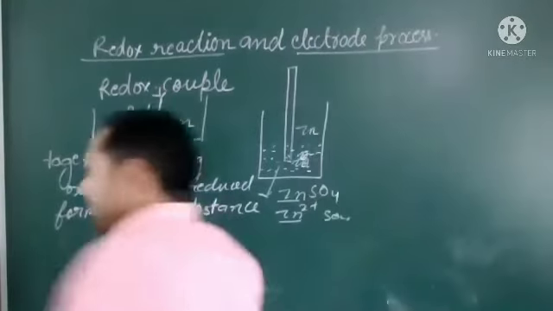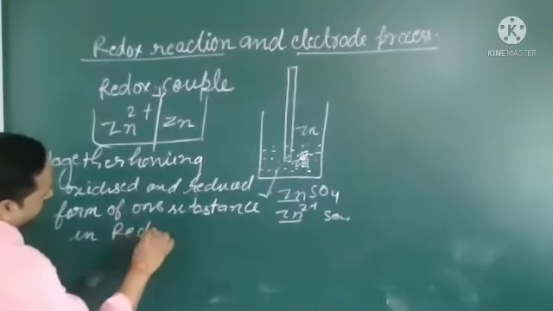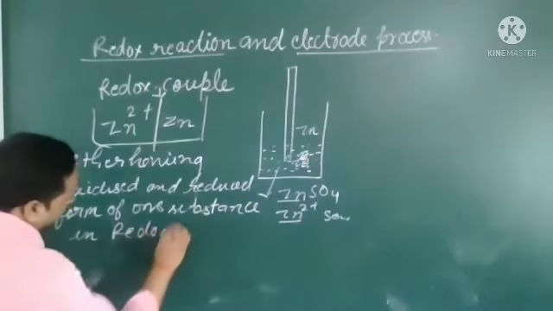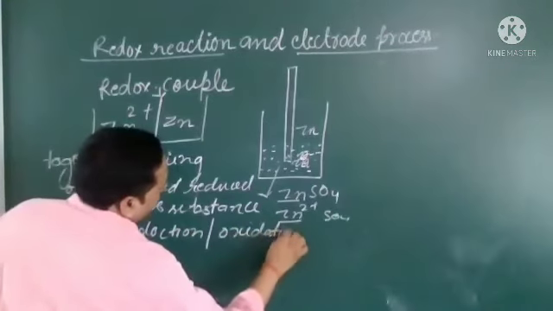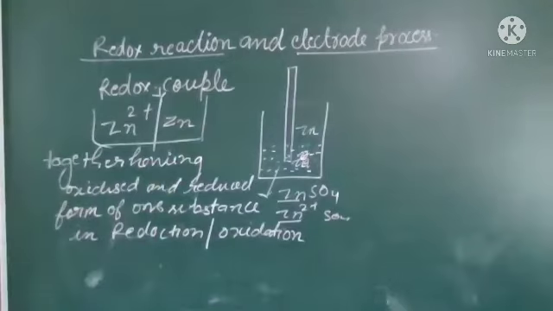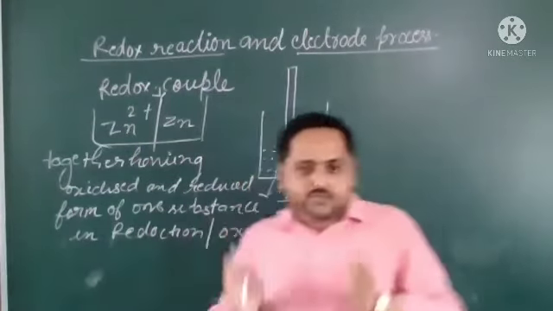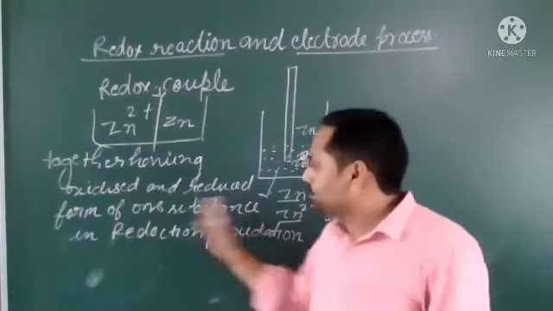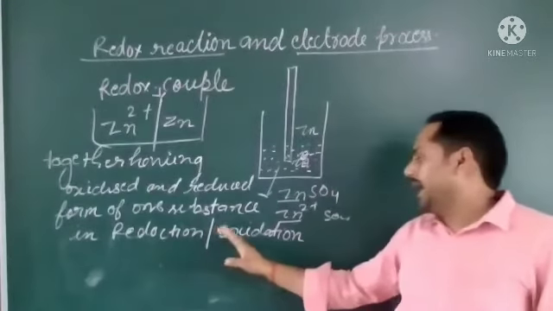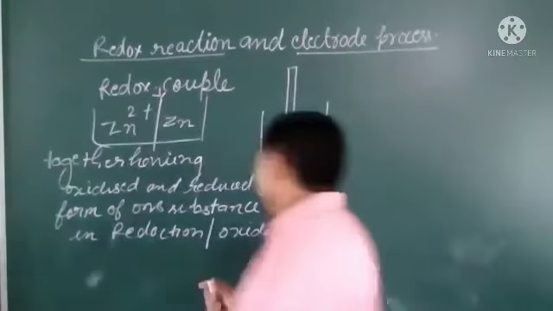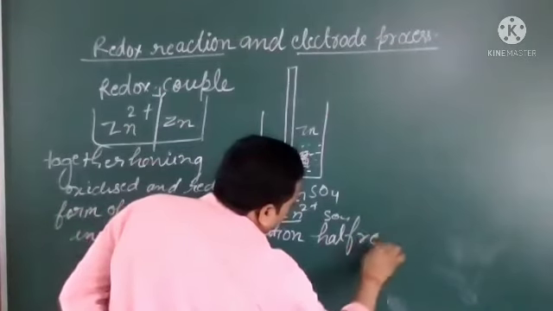In a reduction half or oxidation half reaction. So this is the definition of a redox couple. We can define it like this: a redox couple has together the oxidized and reduced form of one species or one substance in a reduction or oxidation half reaction. Why have I said half reaction?